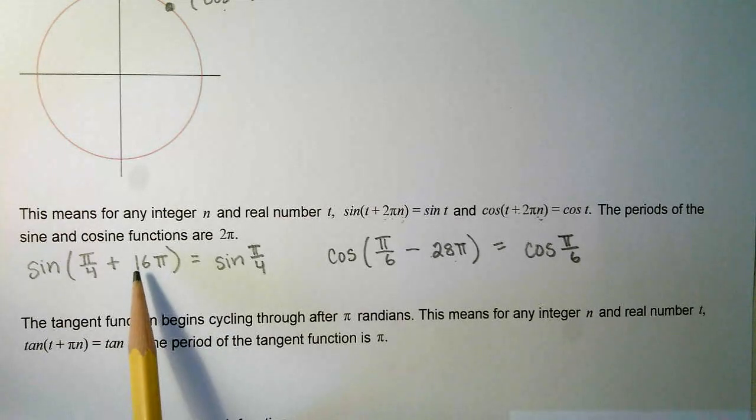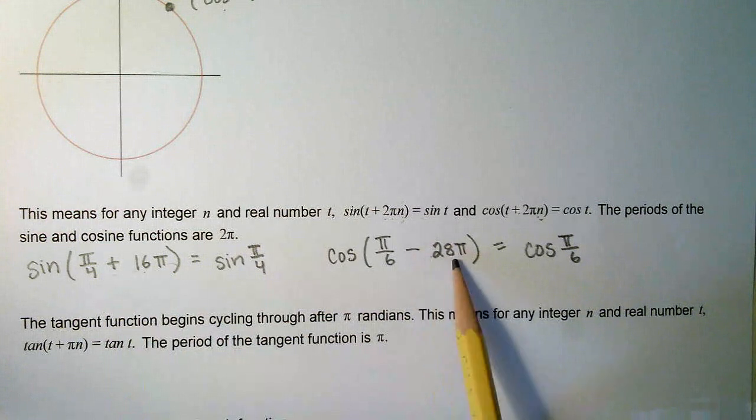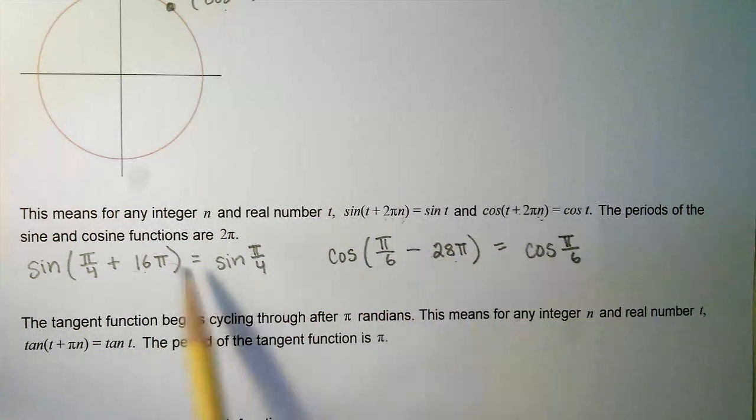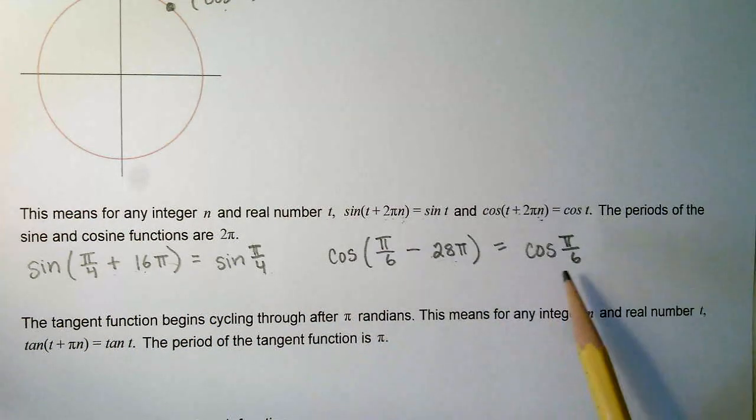As long as this is an even multiple of pi and I'm adding to it or subtracting, it's almost like I can completely drop that and just look at the sine or the cosine of that angle.